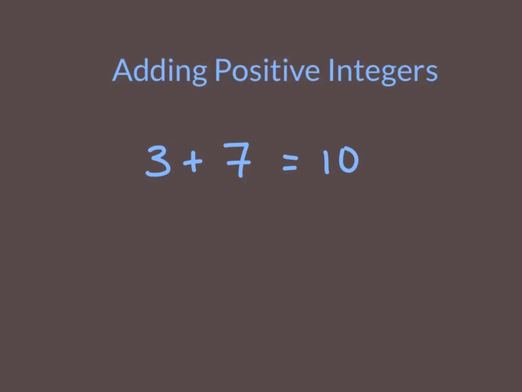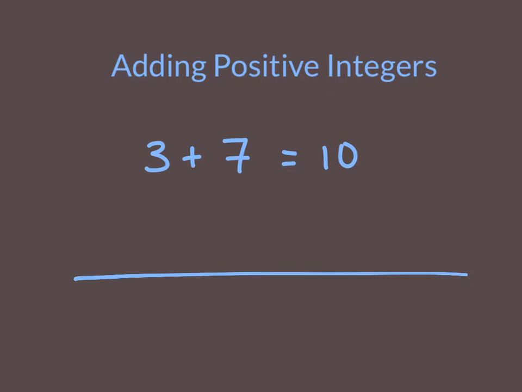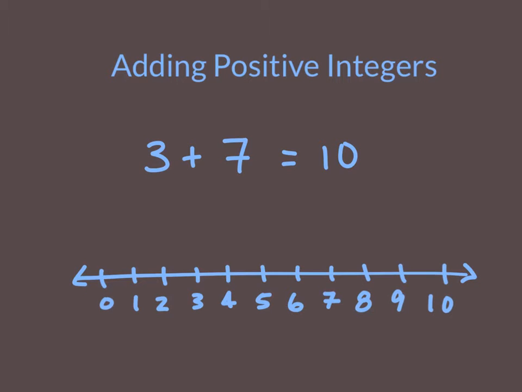Now, the one thing I want you to think about is a number line. I'm going to number this from 0 all the way to 10. My first step in using a number line to add two numbers means that I'm going to take my value of 3 and plot that on the number line. So here's my value of 3.